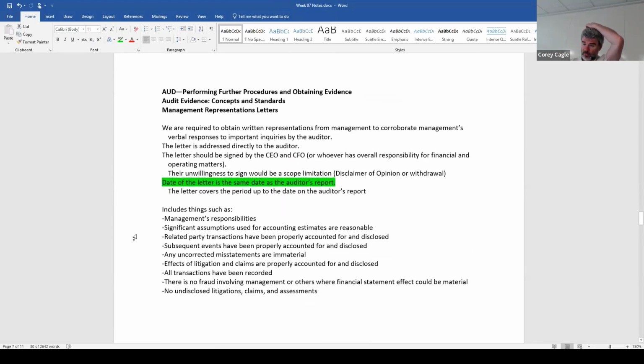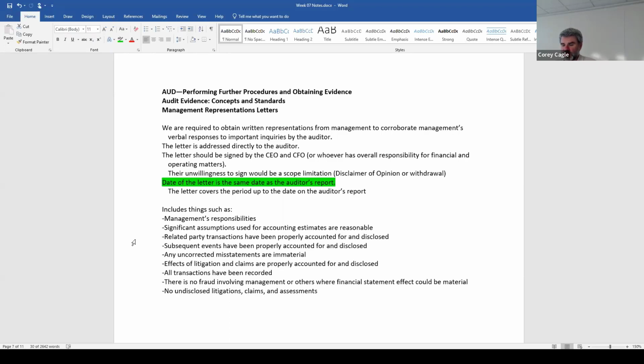So we need to get a rep letter from management. They are going to have written representations about important matters. They're answering important inquiries of ours in the rep letter. So they'll have this directly addressed to us. It'll be signed by the CEO and CFO and whoever else has overall responsibility. It could be signed by multiple people other than those people.